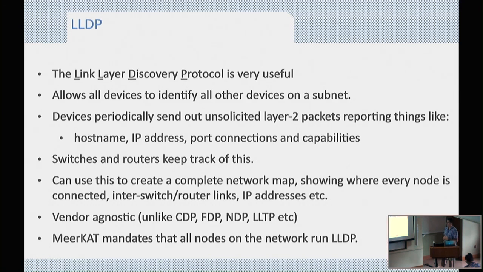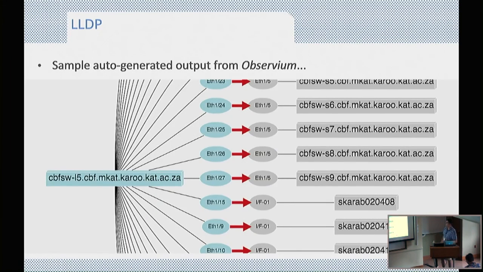You can then dynamically and automatically generate diagrams to show how things are connected, because everyone else in the network knows what it's plugged into. We actually mandate that everyone needs to run this. And here's an example of something generated by a software package called Observium, which tracks our entire network. In this case, CBF switch L5, port 26 is connected to port 5 on CBF switch S8. And you can zoom in or zoom out and plot your whole network out this way.